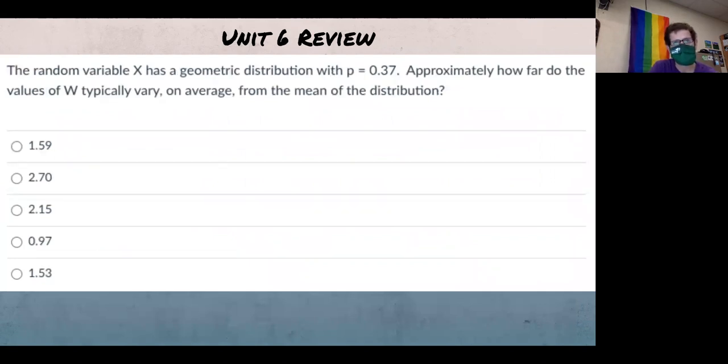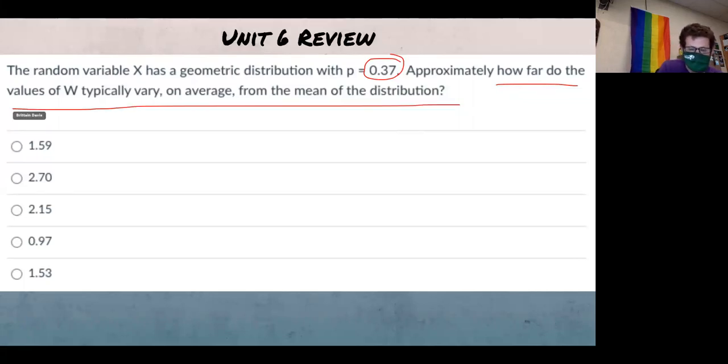The random variable x has a geometric distribution with a probability of 0.37. Approximately how far do the values typically vary on average from the mean? They're asking how far do the values of w typically vary? That's another way of saying, what's the standard deviation of x? Well, I have x and w, so let's call it w.